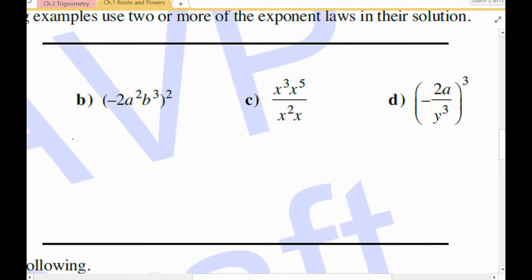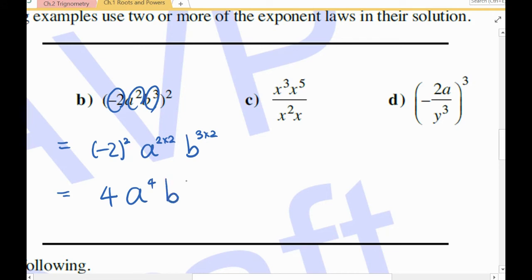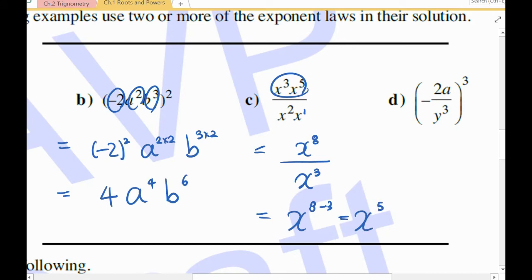All right, let's do it together. You have 1, 2, 3 items. So negative 2 squared. A, 2 times 2. B, 3 times 2. That is 4, a to the power of 4, b to the power of 6. Next question. 1 is hiding. Here, x to the power of 3 plus 5, which is 8. X to the power of 2 plus 1, 3. Then x to the power of 8 minus 3 is x to the power of 5.